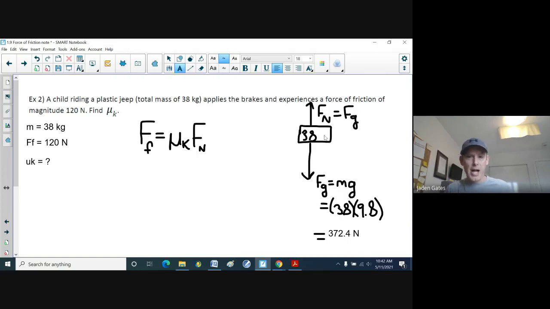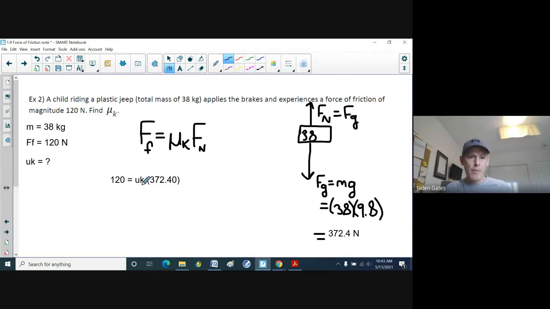All right, so now I'm ready to substitute into my formula. Again, I had to use that balancing out of vertical forces. So my force of friction is 120. That mu k, we don't know. That's what we're trying to find out. And my normal force is 372.4.